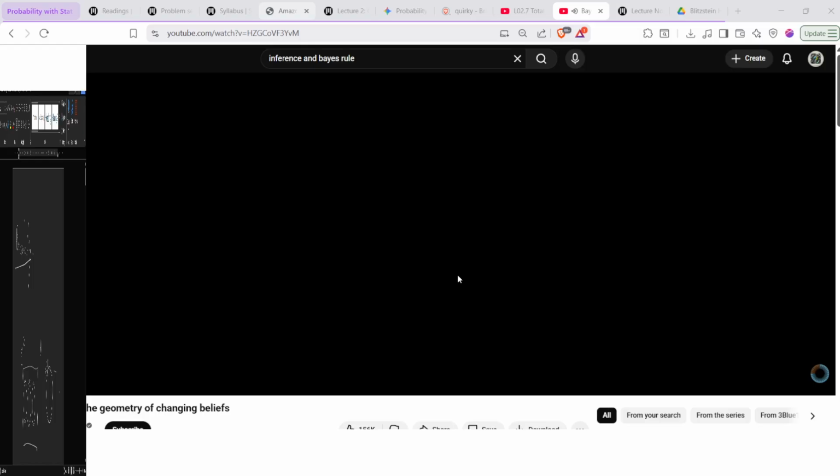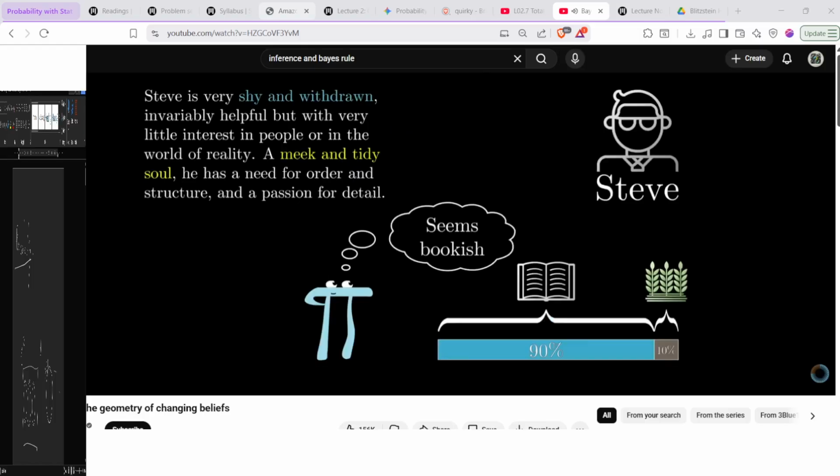According to Kahneman and Tversky, after people are given this description of Steve as a meek and tidy soul, most say that he's more likely to be a librarian. After all, these traits line up better with the stereotypical view of a librarian than a farmer. And according to Kahneman and Tversky, this is irrational.